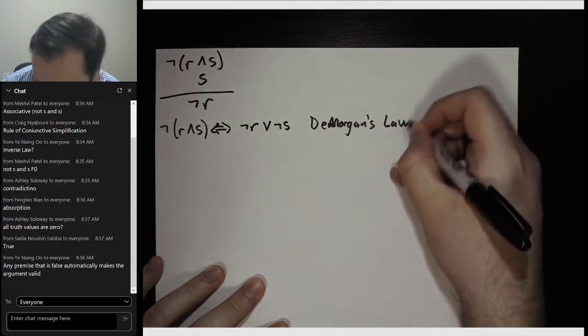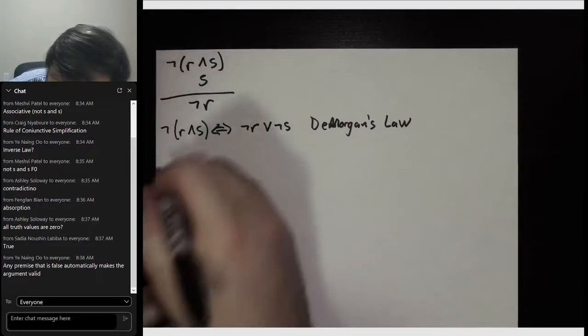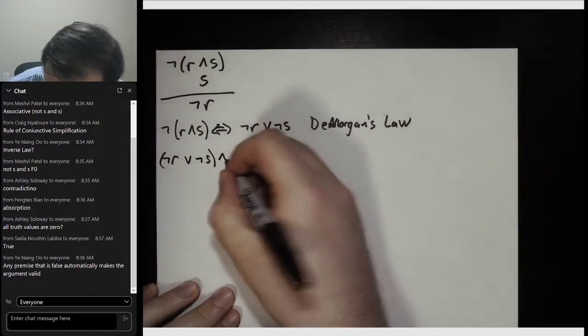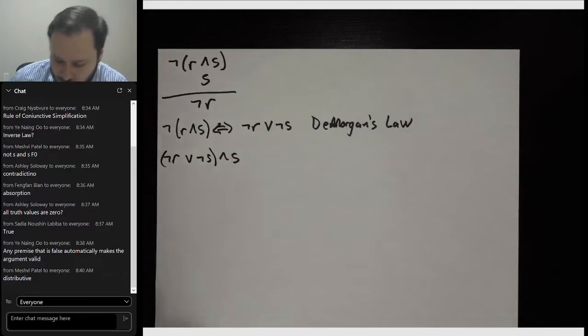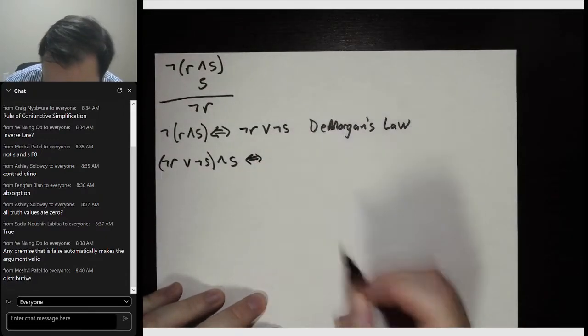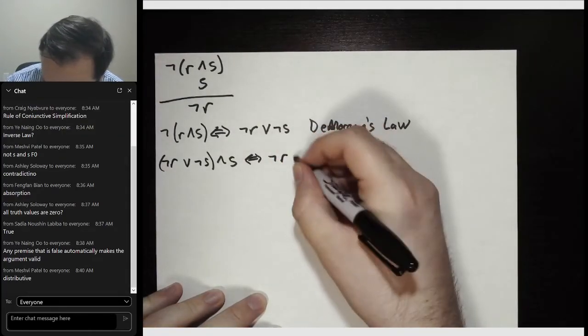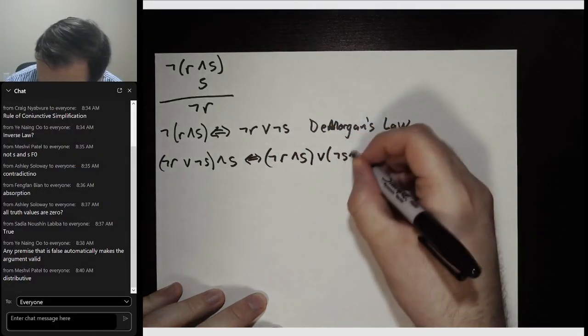By De Morgan's law. But now we have something interesting going on. We have not R or not S, and S. So if we distribute this one, which we can do just as one option, we'll get not R and S, or not S and S.